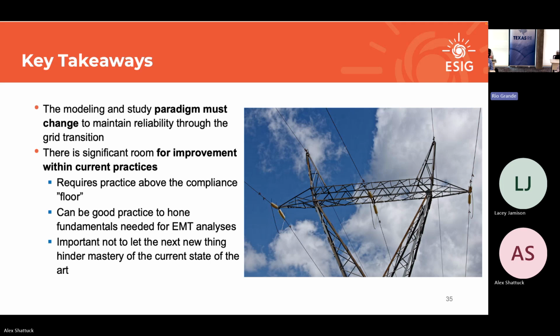So key takeaways, I'm going to skip it because I'm behind. Did I say all this already? Yeah, we need to change the paradigm. We can really improve current practices right now in parallel with making better EMT practices, please. We don't have to ignore PSPD for now to make EMT work. We can use PSPD improvements as an on-ramp to EMT.